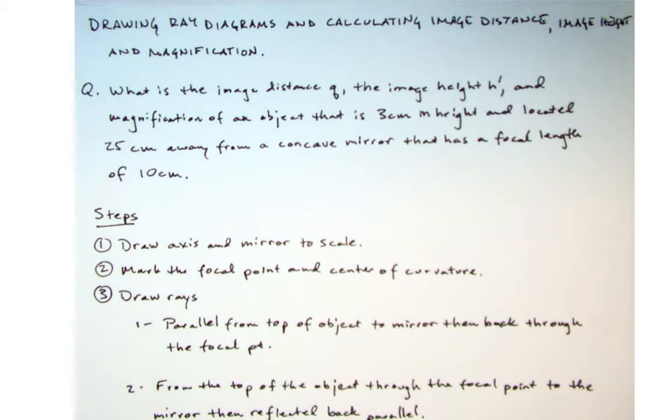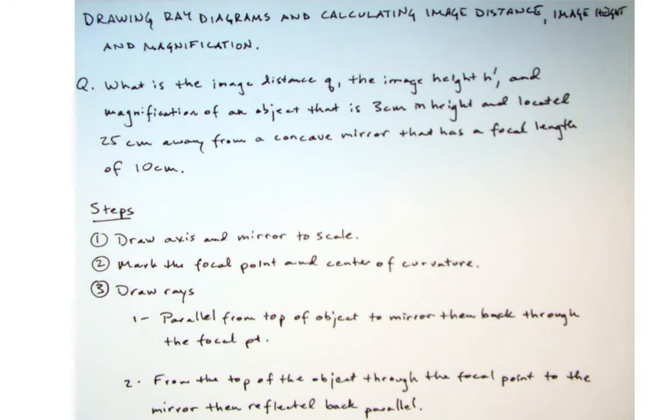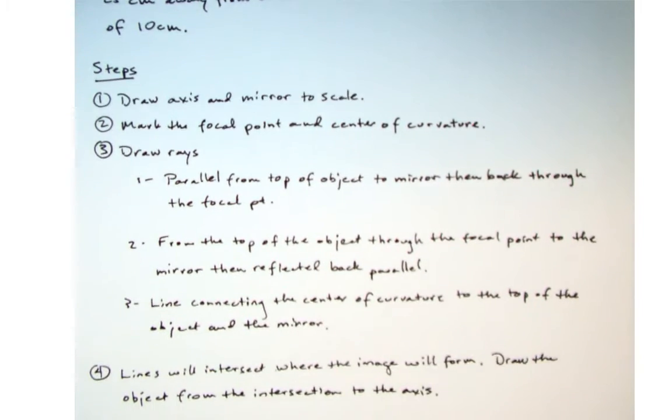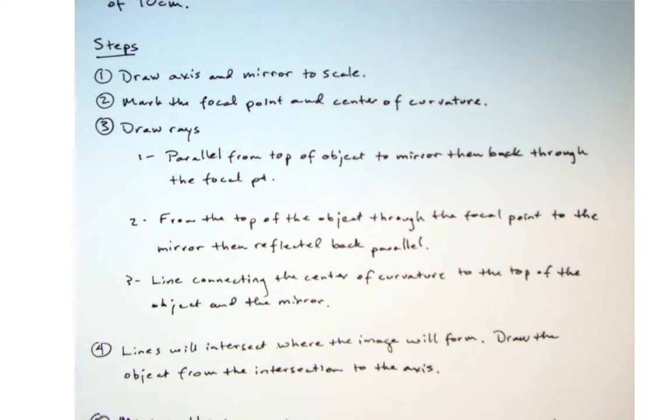So I've put down the steps on how we're going to do that because that's a lot to handle. Our first step is that we're going to draw an axis and our mirror to scale. A lot of times the problems that you have are going to have really long distances that are bigger than sheets of paper, so you have to be able to scale that down to fit it onto your paper. Then you're going to mark the focal point and the center of curvature.